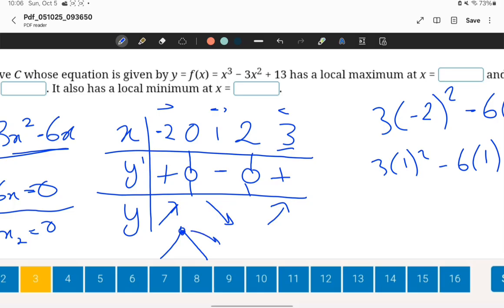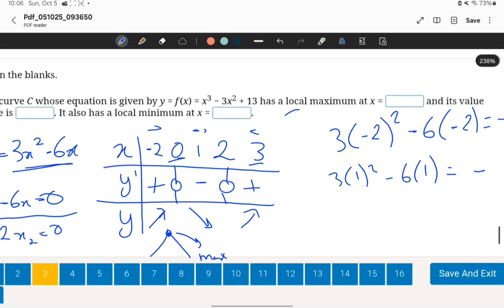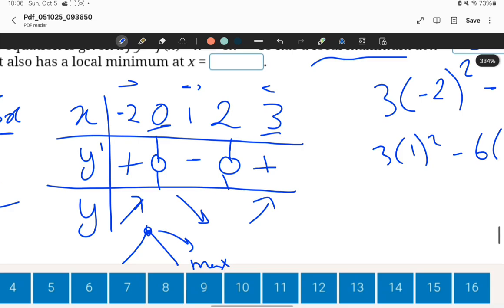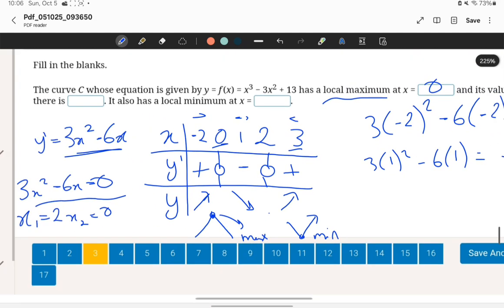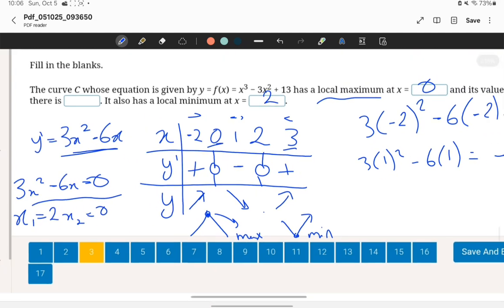Now what that means is that this point here, since it's going up then down, is a maximum. This point here is a maximum at x is 0. So we have a local maximum at x is 0, and here since it's going down then up, this is a local minimum, the lowest point. A local minimum at x is 2.